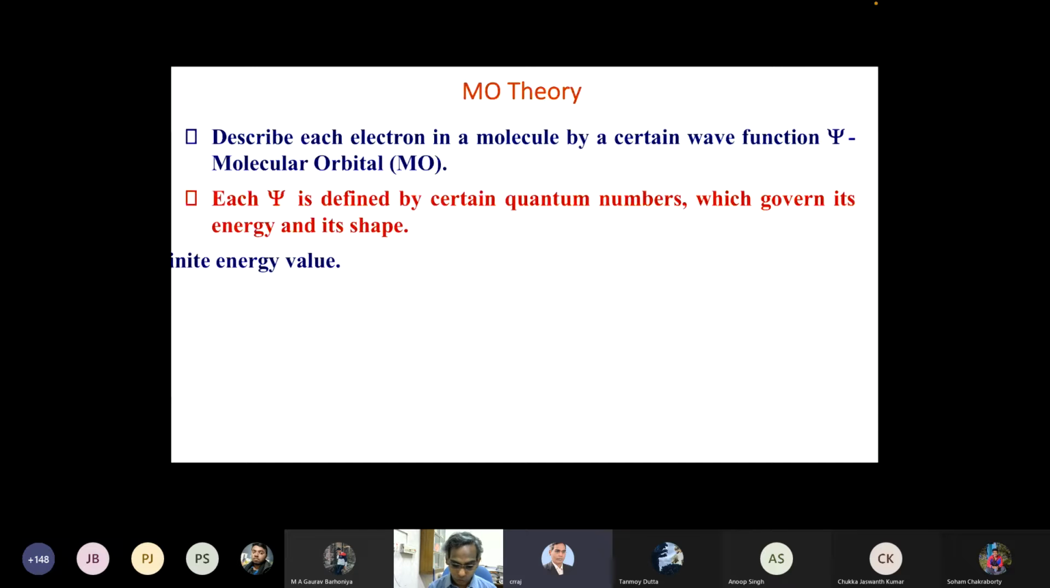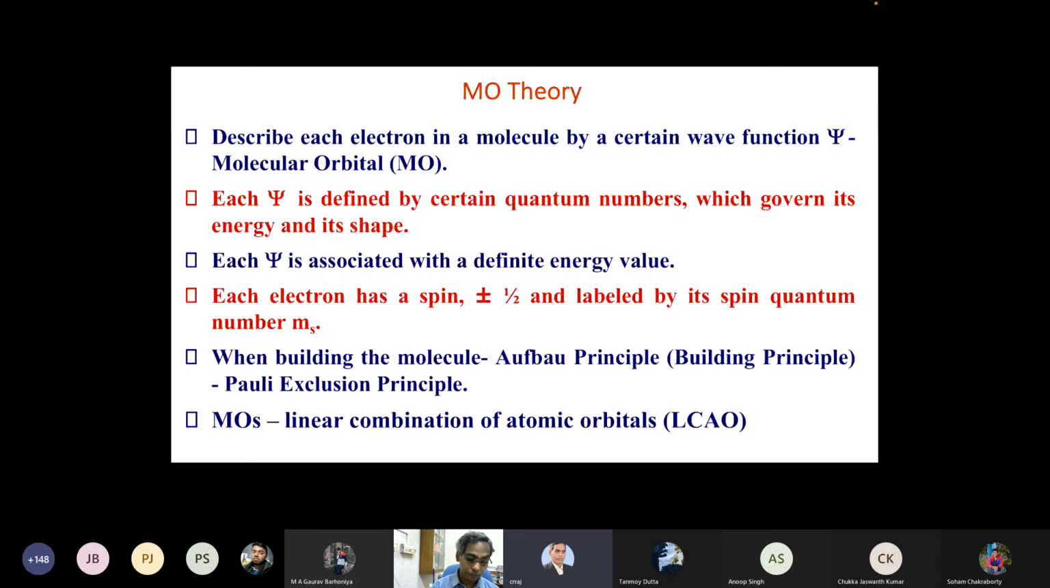Quickly read through this, then I'll explain. What we have here is the electron in a molecule or in an atom, which you define by a wave function psi. That's a fundamental treatment. Again, we will not be doing the quantum mechanical calculation. Each psi is associated with a definite energy value, and the electron should have a spin of plus or minus, the spin quantum number, ms.